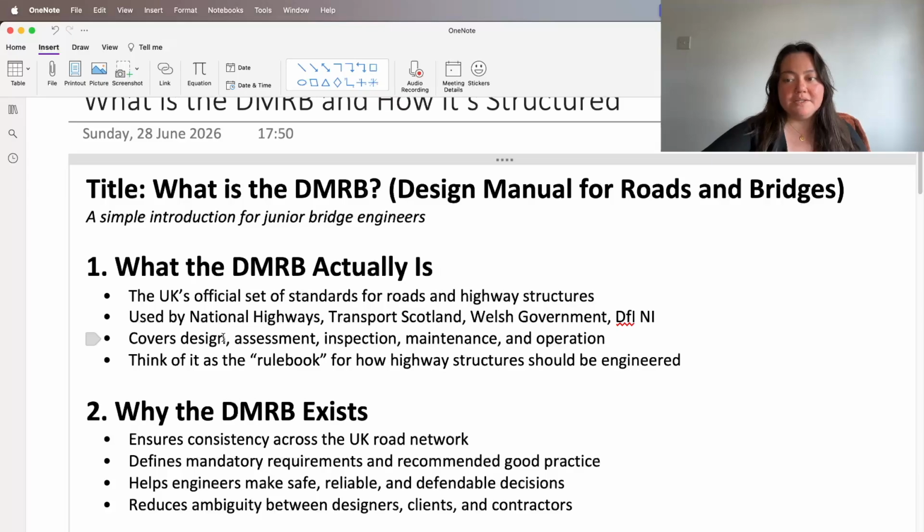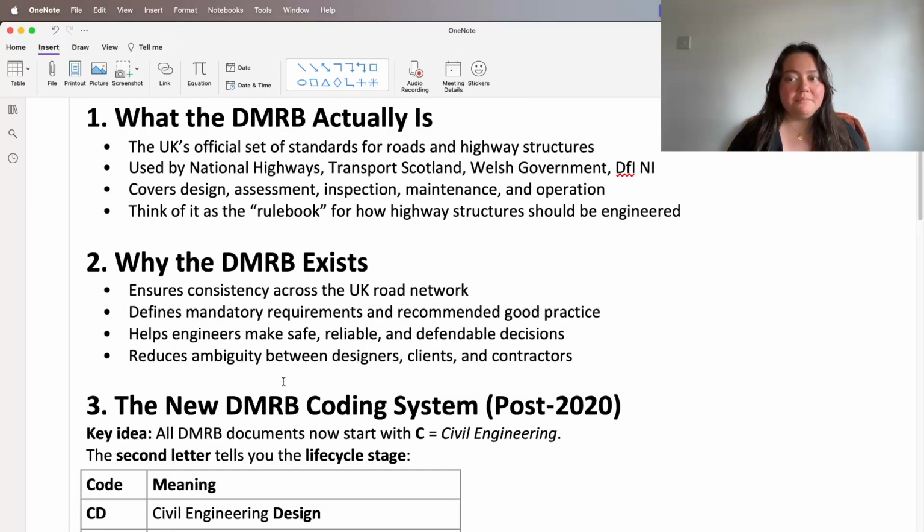So, why does the DMRB exist? The DMRB isn't just paperwork, it has a purpose. It exists to ensure consistency across the UK road network, define mandatory requirements and recommend good practice, help engineers make safe, reliable, and defendable decisions, and also reduce ambiguity between designers, clients, and contractors. In short, it keeps everyone working to the same standard.